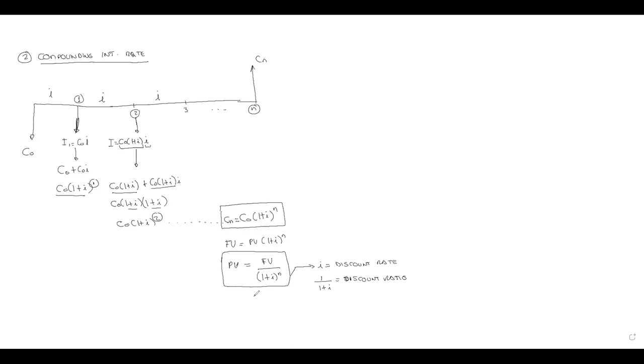Okay, so let's do a couple of examples. Let's do the first example. So let's assume, guys, that you have the following. You have 1,000. So 1, 2, 3, 4, 5, 6. I want you to tell me what is C6, if my compound interest rate is 2% per period.